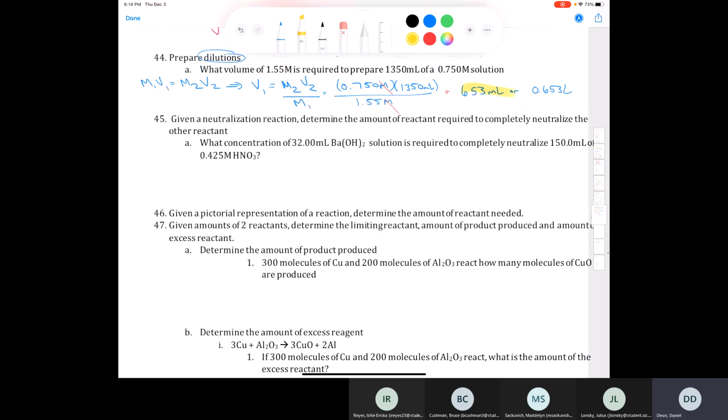Number 45, given a neutralization reaction, so an acid plus a base, determine the amount of reactant required to completely neutralize the other reactant.